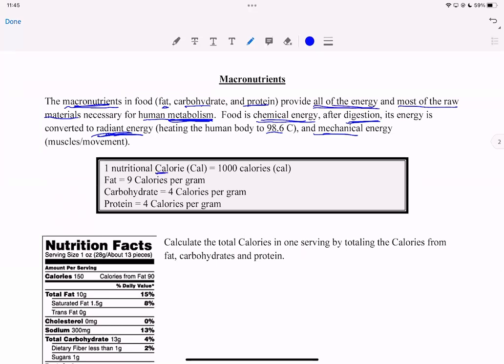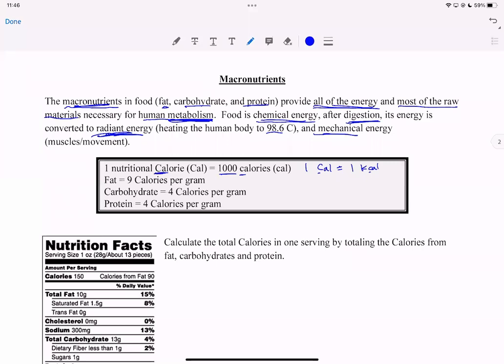Those are nutritional calories, which is the uppercase C, which is equal to 1,000 lowercase c calories. So 1 calorie, I mentioned in the video, is equal to 1 kilocalorie of the lowercase c. So there's a distinction between the uppercase C, which is a nutritional calorie, compared to the lowercase c, which is how calories are measured in a chemistry lab.